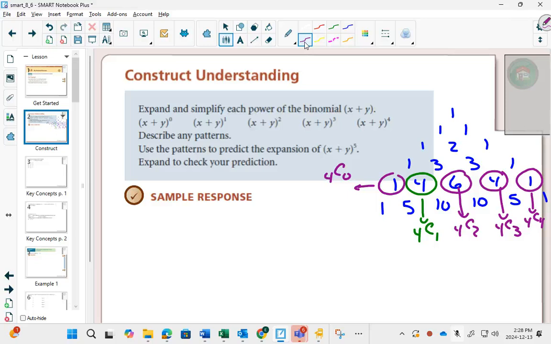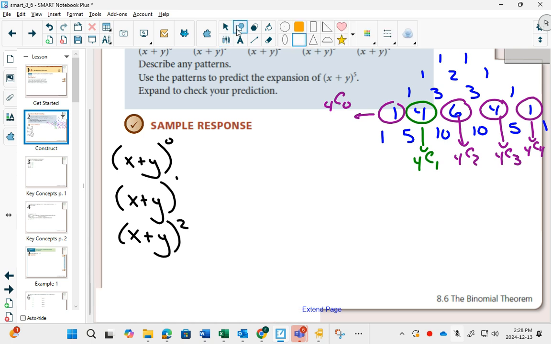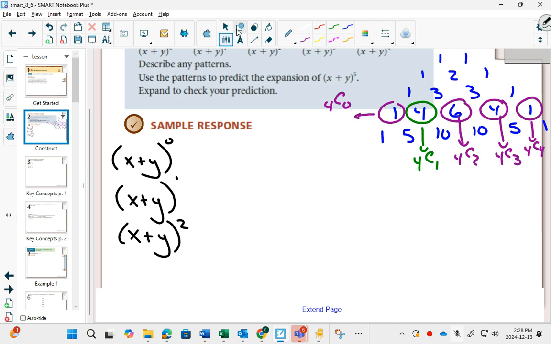And now we're going to see how this appears in algebra. So we're going to look at a binomial, x plus y, and we're going to put it to different exponents. We'll start at 0, then we'll go to 1, then we'll go to 2, then we'll go to 3, and we'll go to 4.